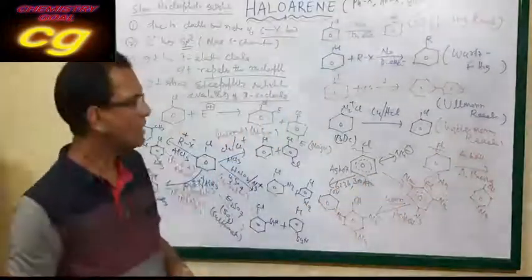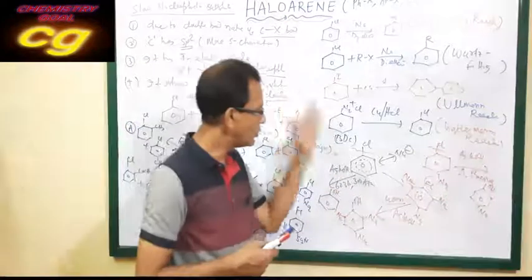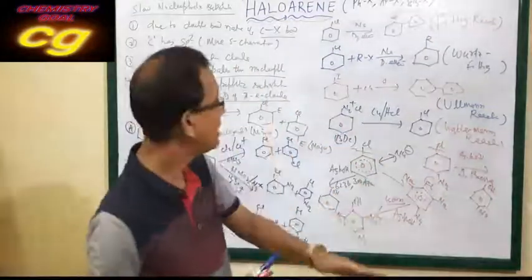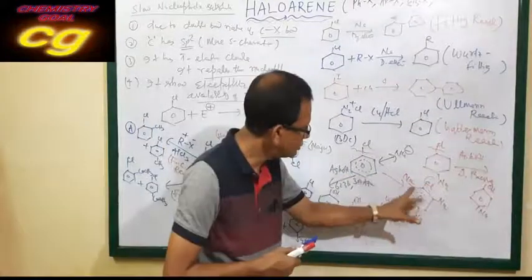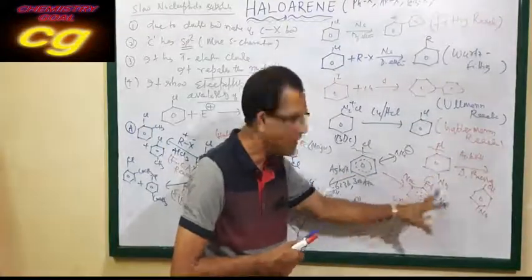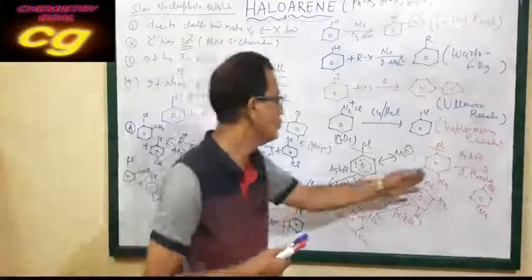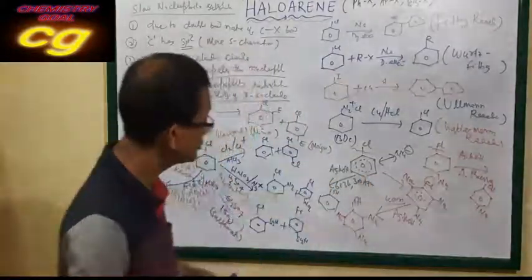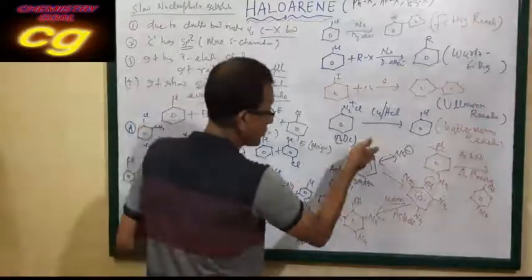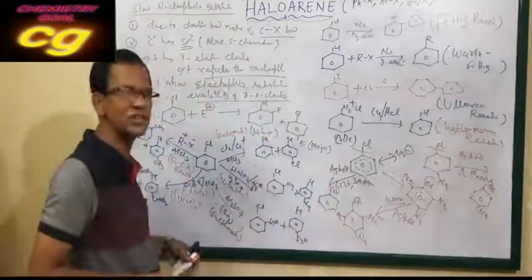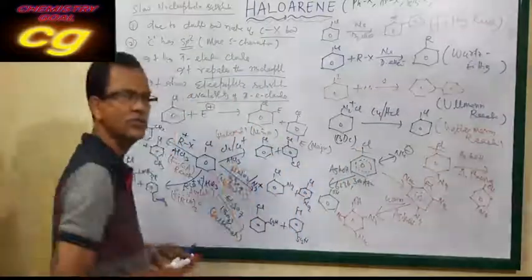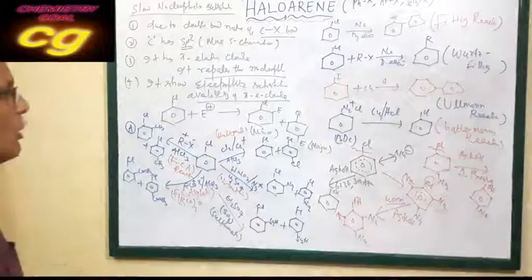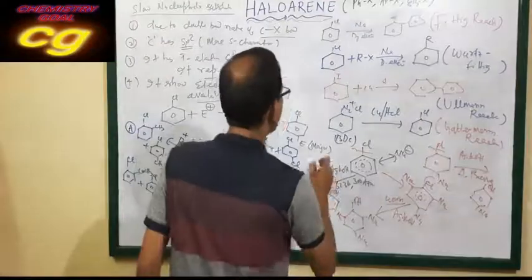So what I want to tell you is that chlorobenzene generally does not show nucleophilic substitution reaction, but when the benzene ring is substituted by electron withdrawing groups, the nucleophilic substitution will be faster. Direct chlorobenzene can be converted to phenol industrially. This method is possible in industry. This reaction is called Dow's process.